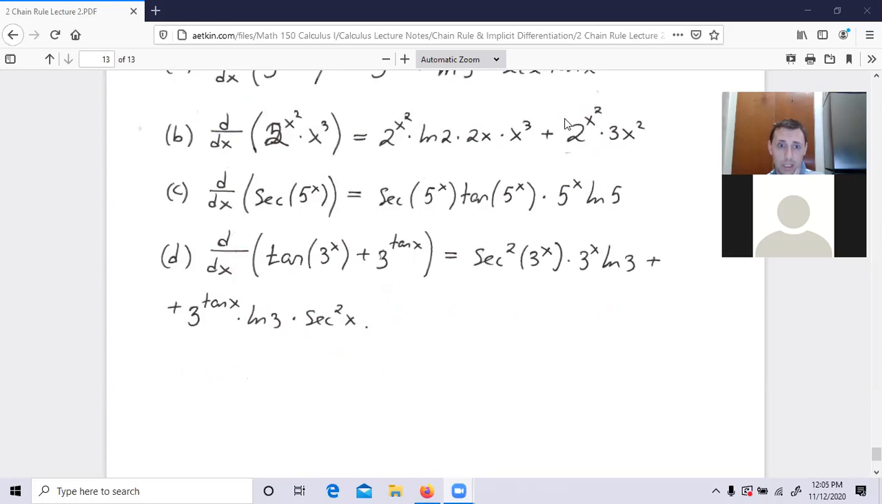Tangent to the 3 to the x, here it is. I take the derivative of it here. It's after the plus. Derivative of 3 to the tangent x, it's 3 to the tangent x ln 3 times the derivative of tangent, which is secant squared. Clear?